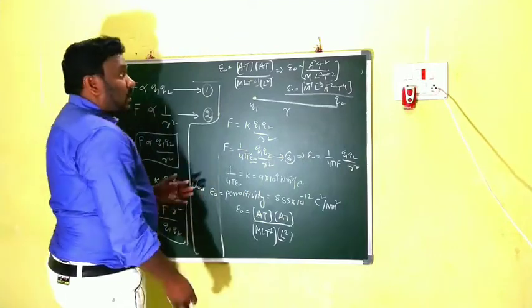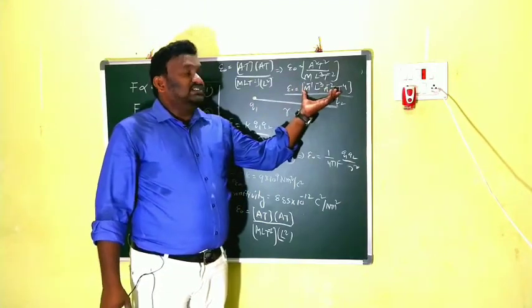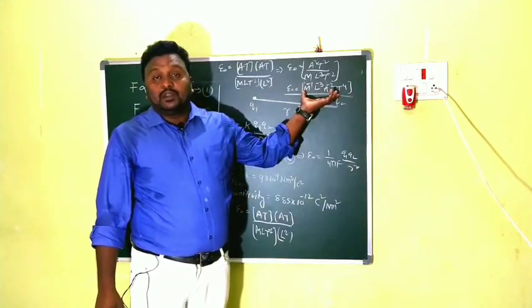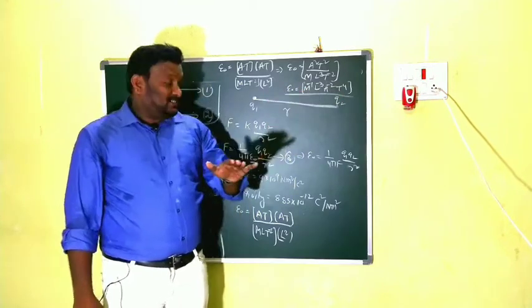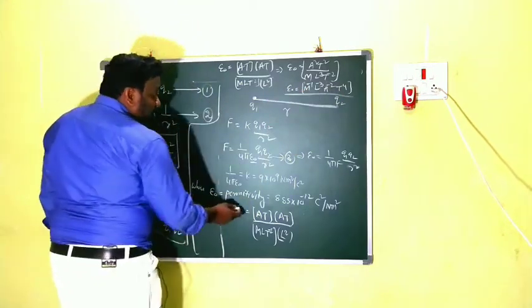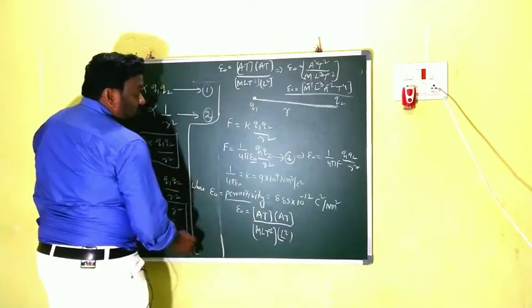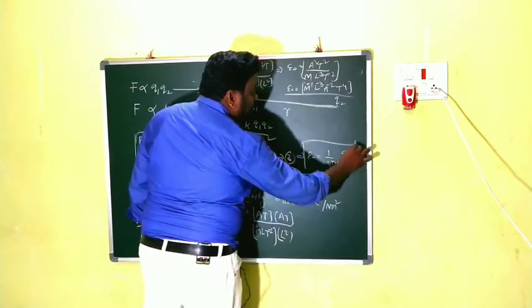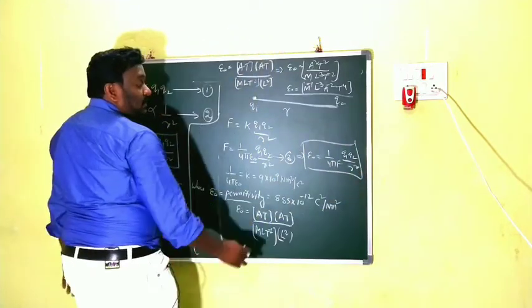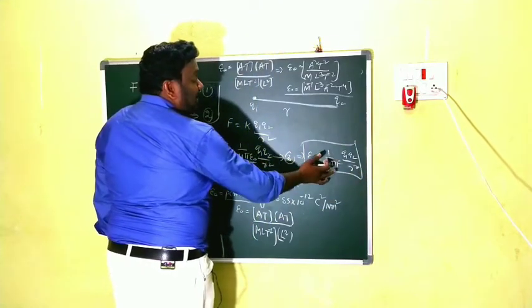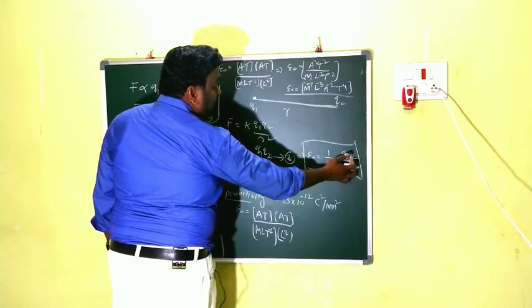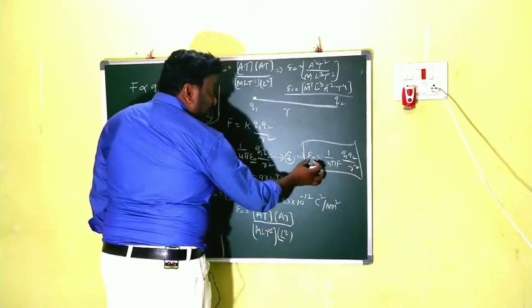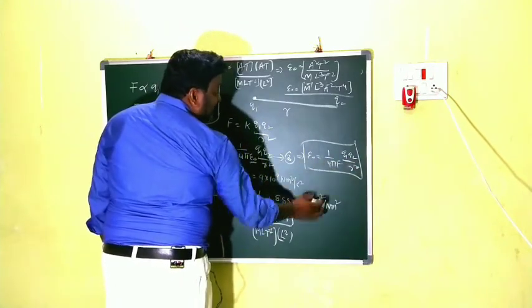Then what is the dimension formula of permittivity? For that, from equation number 3, we write the equation for epsilon naught: epsilon naught is equal to Q1 Q2 by 4 pi F into R square. So by using this equation we are writing the dimensional formula.